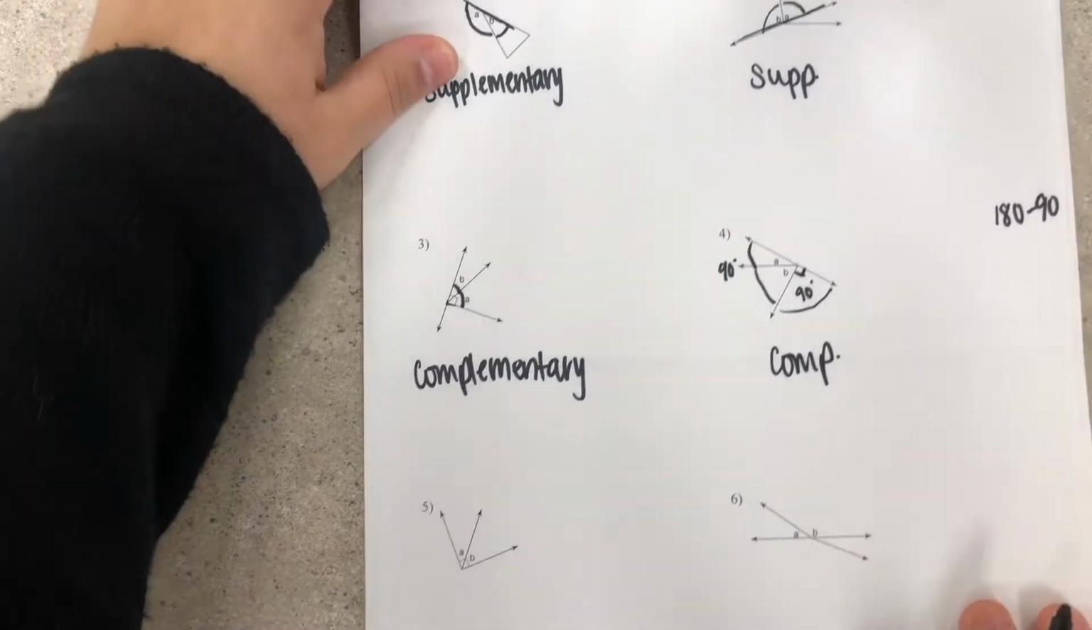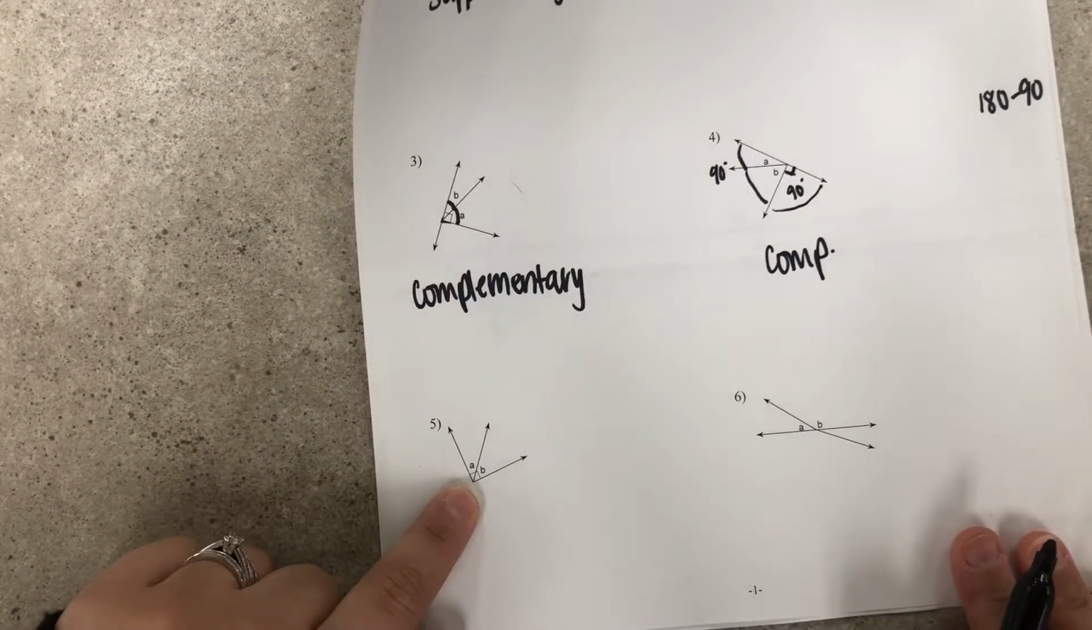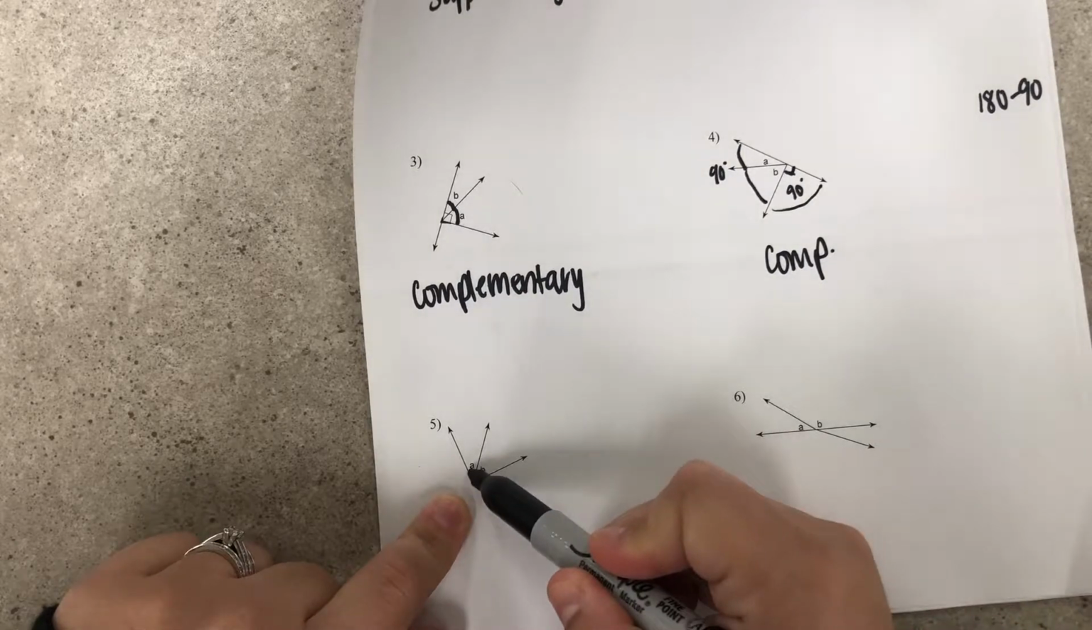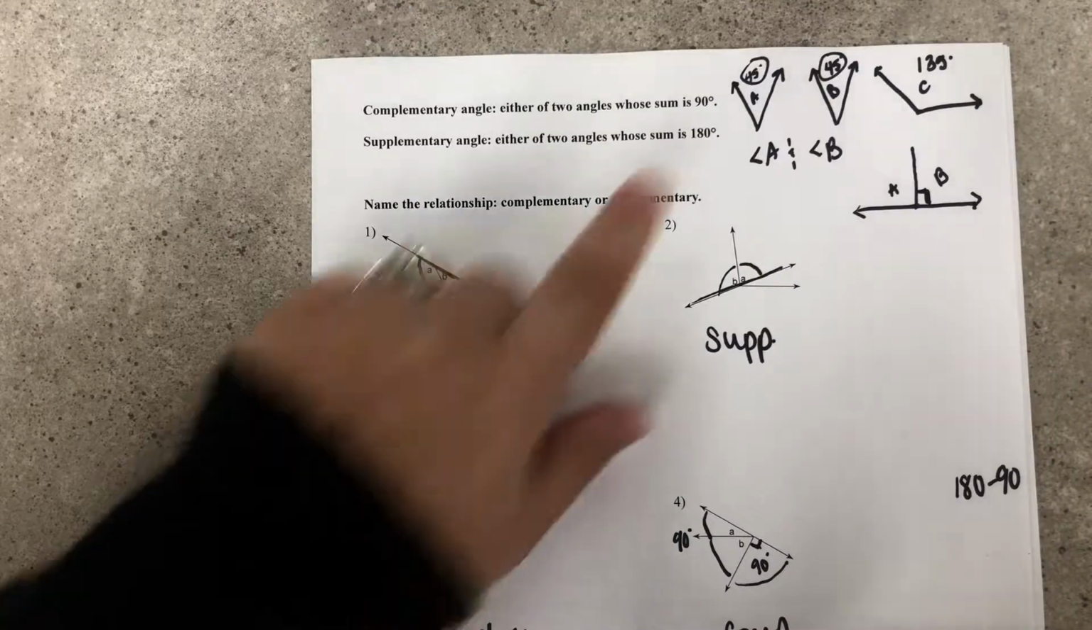And then our last two down here, we have 5 and we have 6. Again, A and B are both marked on this side as a right angle. Right angles are 90 degrees. 90 degrees is complementary.